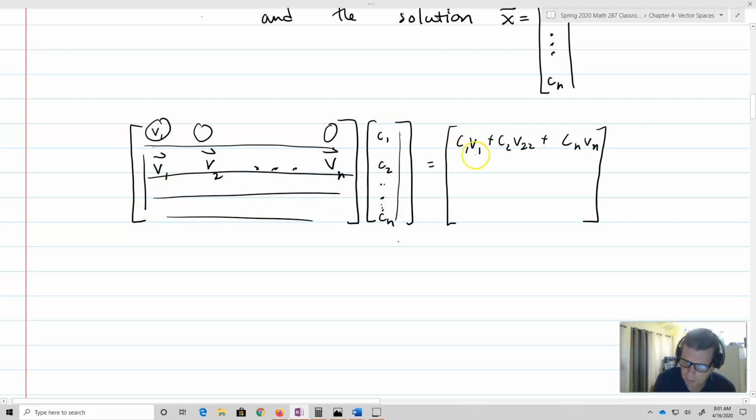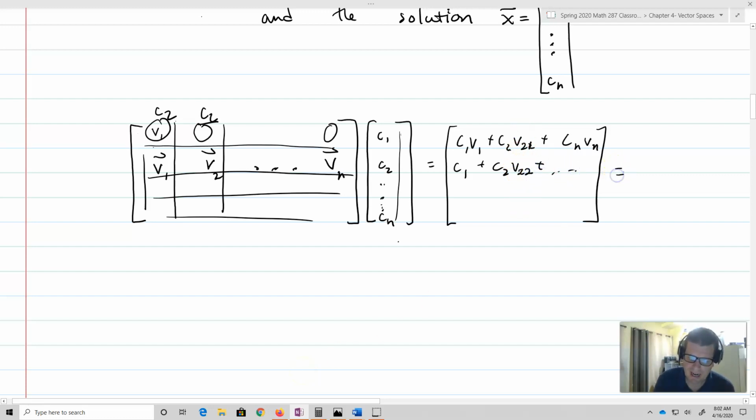So what I'm going to end up with is C1 is going to end up being multiplied by all of the values inside of that first column. C2 is going to end up being multiplied by all the values inside of this column. So we end up with C2 times our V21, V22, all the way on down.